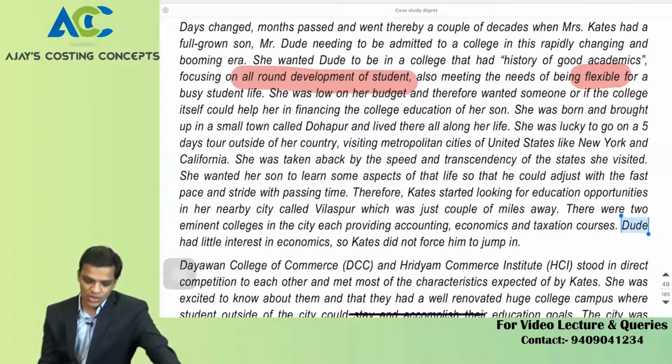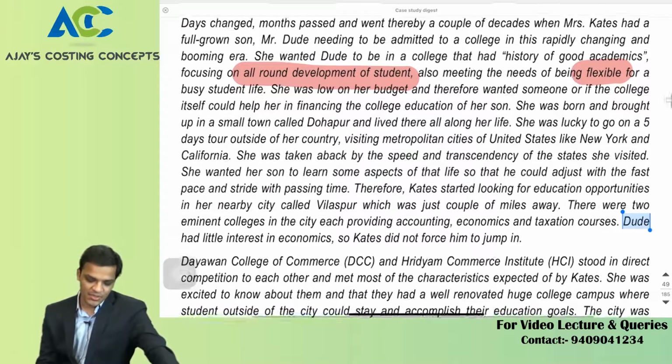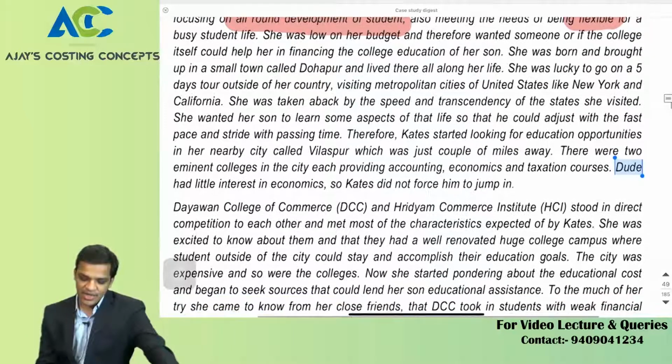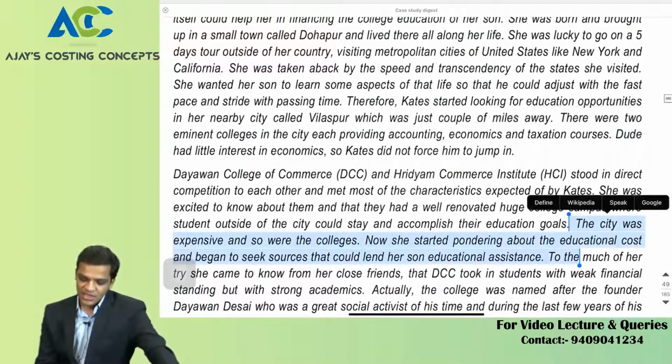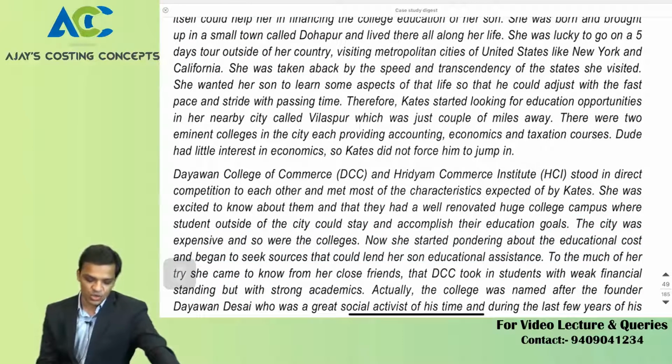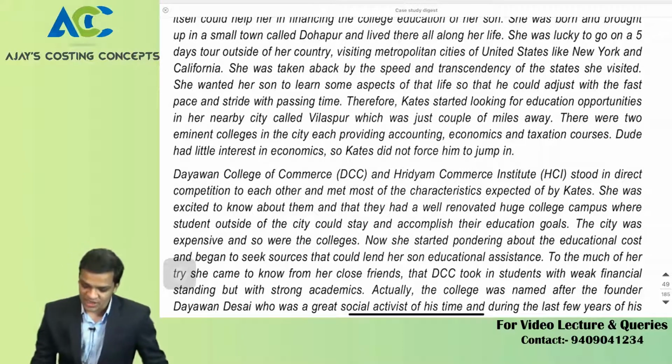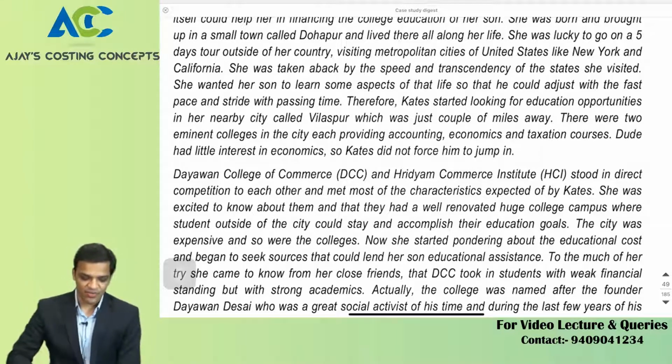She was low on her budget and therefore wanted someone, or the college itself, to help her in financing the college education of her son. She was born and brought up in a small town called Dohapur and lived there all along her life. She was lucky to go on a 5-day tour outside of her country, visiting metropolitan cities like New York and California in the US. She was taken aback by the speed and transcendency of the states she visited. She wanted her son to learn some aspects of that life so that he could adjust to the fast pace and stress with passing time.